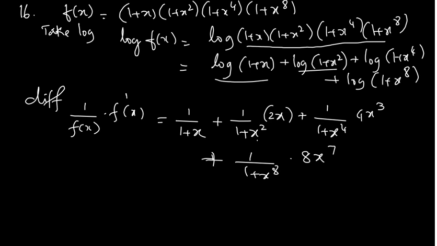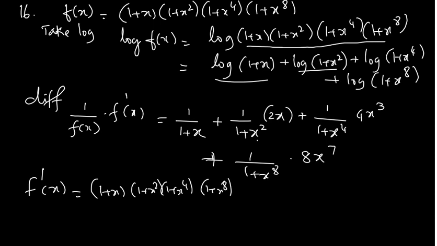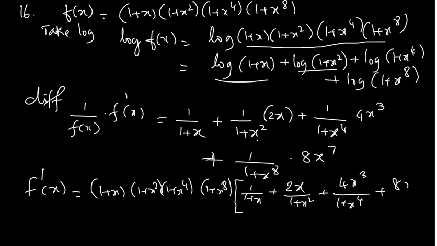And therefore, that's how you will see f dash x equal to f of x, which is nothing but this 1 plus x into 1 plus x squared into 1 plus x to the power of 4 into 1 plus x to the power of 8, bracket this entire stuff, 1 by 1 plus x plus 2x by 1 plus x squared plus 4x cube divided by 1 plus x to the power of 4 plus 8x to the power of 7 divided by 1 plus x to the power of 8.